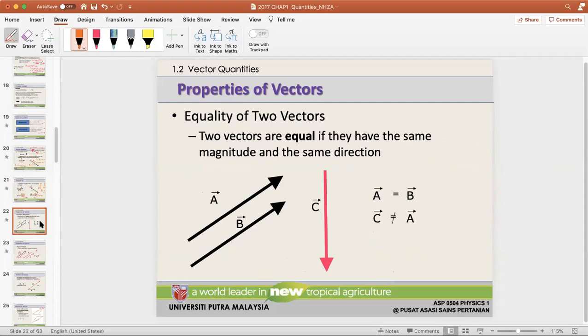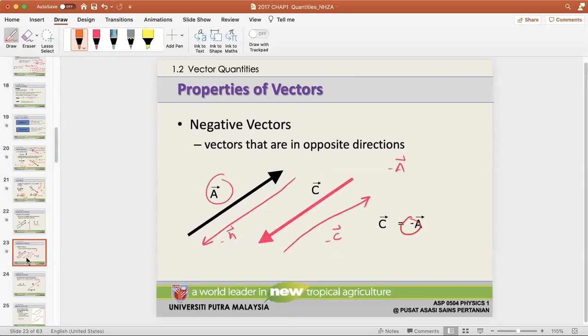Okay, next one, equality of two vectors. This is easy peasy. It was covered in the video. For two vectors to be equal, they have to have the same magnitude and also the same direction. So A and B are equal vectors. C has the same length as A and B, but the direction is different, so it is not equal. It's easy, straightforward.